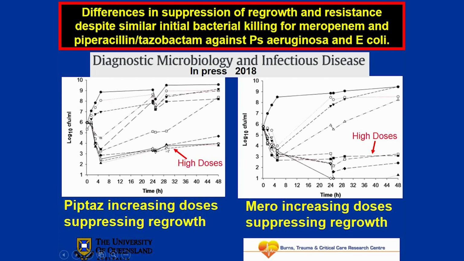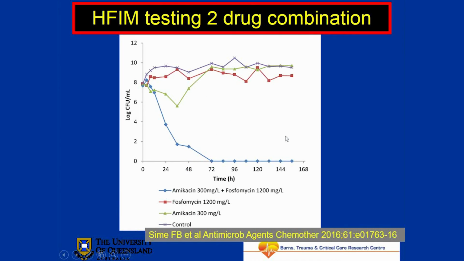And this is very recent data. Unless you use very, very high doses of piperacillin tazobactam, you get regrowth. And the same thing happens with very high doses of meropenem, you're going to get regrowth. And then the hollow fiber allows you to look at resistant organisms and antibiotics against that. So here is a schematic of growth of a colony-forming organism with fosfomycin that looks resistant, amikacin that looks resistant, and you put the two together, and there's kill-off.